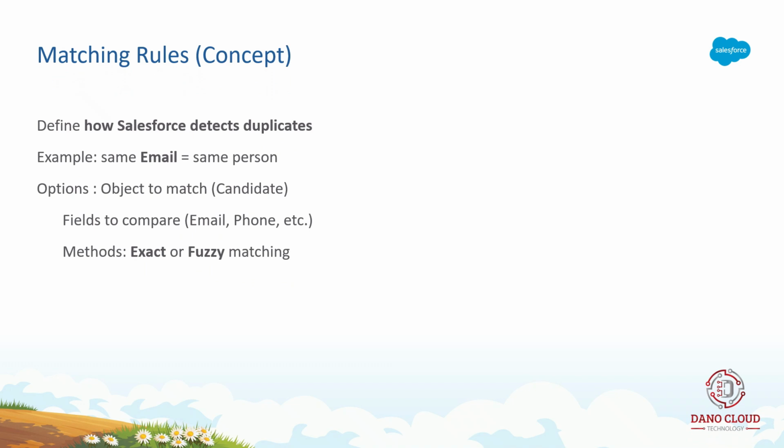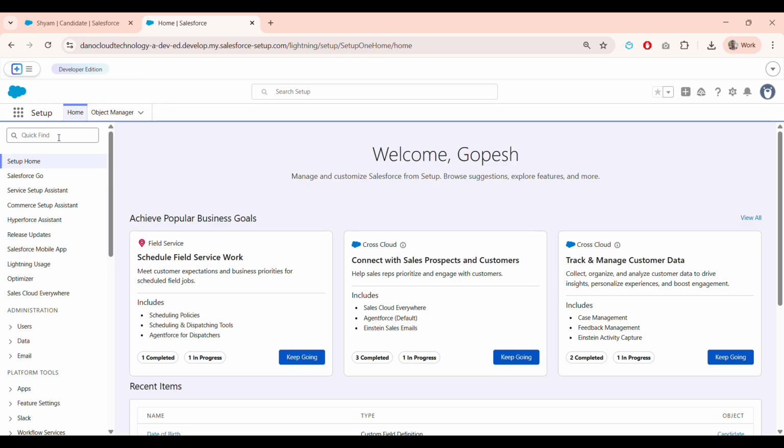Matching rules are the brain behind duplicate detection. They do not block anything by themselves. They only identify potential duplicates. The blocking or warning happens through duplicate rules. Now let's create a matching rule for our practice. We create a matching rule for the candidate object.